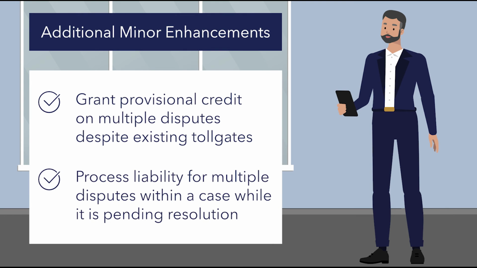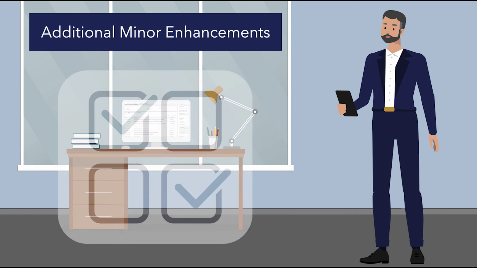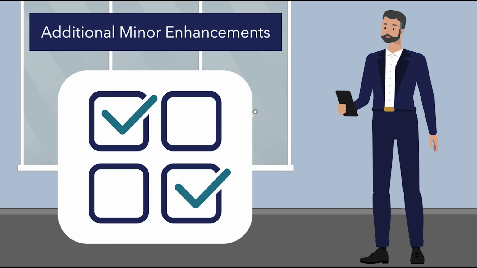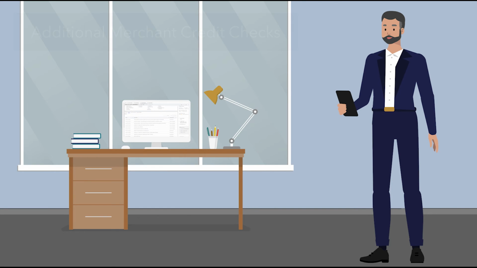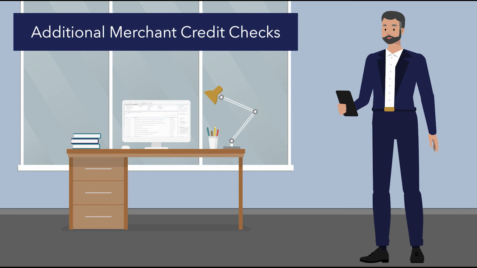And we added the ability to process liability for one or more disputes while the rest of the claim is waiting at the resolution tollgate. This allows agents to pay or deny specific disputed transactions, even if we are not through the recovery process for all transactions. The last change for back office users to review is that we have added additional merchant credit checks throughout the life of a claim and post-resolution.